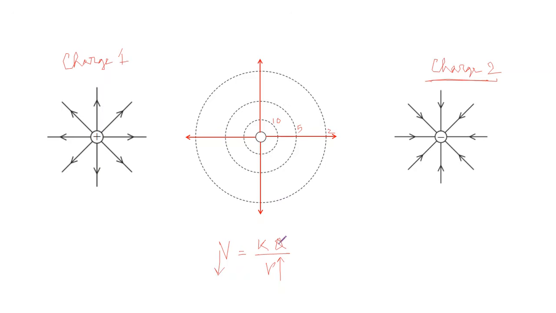I know this equation is very similar to the electric field strength equation, which is kq by r square. A lot of people mix this up. Make sure you don't. And if you look very closely, if the charge is positive, the electric potential will also be positive. And if the charge is negative, the electric potential will also be negative.